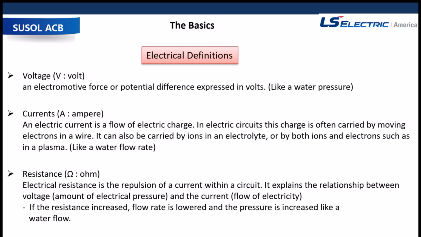Resistance is just like a water pipe. The size of the water pipe, the resistance, is in ohms. Electrical resistance is the opposition to the current within the circuit. It explains the relationship between the voltage, the amount of electrical pressure, which is the electromotive force, and the current, which is the flow of electricity in that pipe. If the resistance is increased, the flow rate is lowered and the pressure is increased, like a water flow.